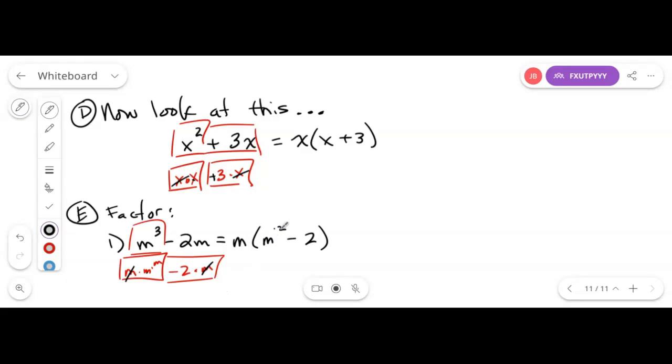M times m squared is m cubed. M squared times -2 is -2m.